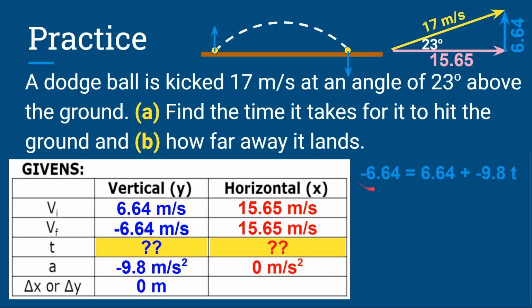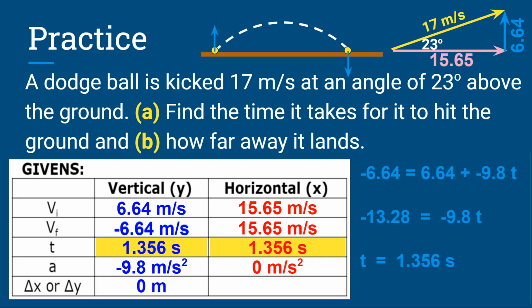VF, again, negative 6.64 equals VI, positive 6.64, plus A times T, that's negative 9.8 T. Whenever you solve for this, your first step is to subtract 6.64 from both sides, which means you're basically doing negative 6.64 times 2, which is negative 13.28 equals negative 9.8 times t. Divide both sides by negative 9.8. Of course, that negative is going to go away, and you're going to get 1.356 seconds. So the first part of this question, find the time it takes, that's the total air time, or the hang time of this dodgeball, is 1.356 seconds.